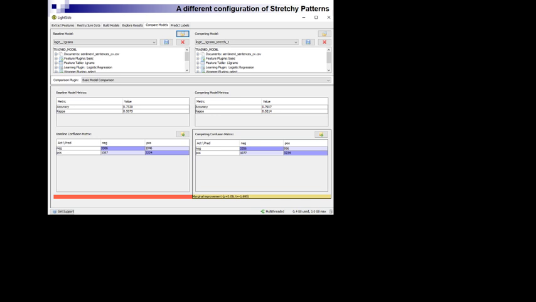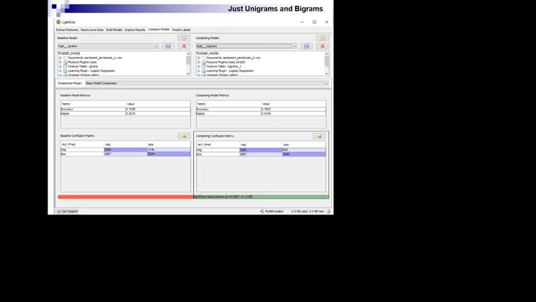So now we can try a different configuration of the stretchy patterns. And this different configuration actually anchors not on "you," but on positive or negative words. And in that case, we get a marginally significant improvement. And it's equally motivated by the pattern that we saw. It's just a different way of solving that problem. This way of doing it worked well.